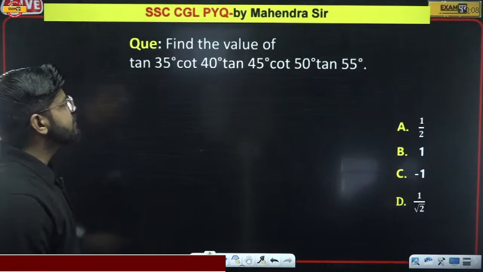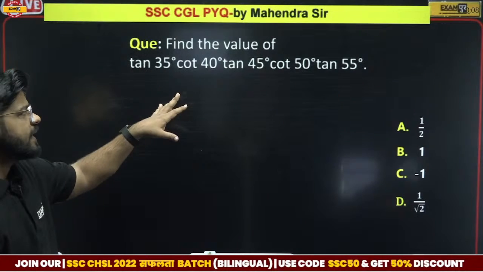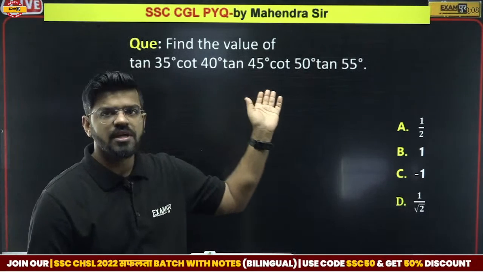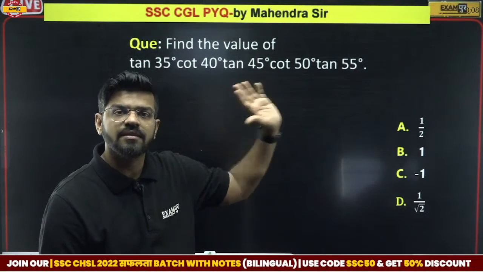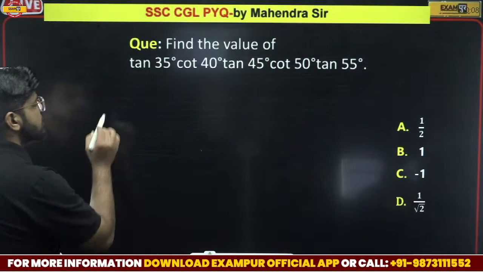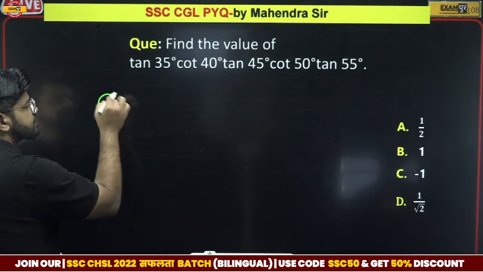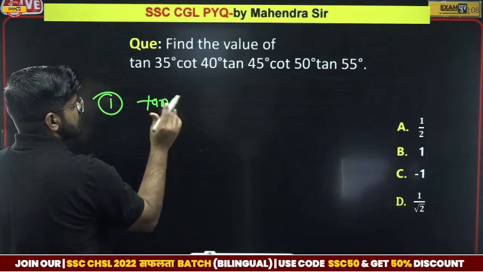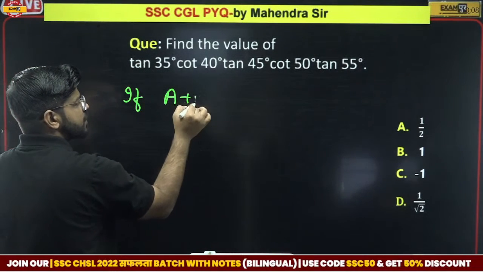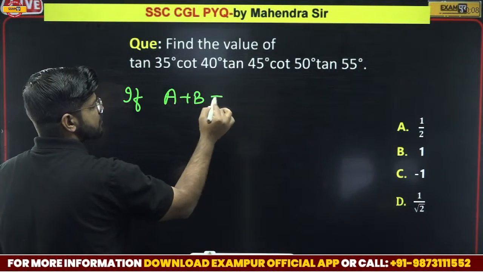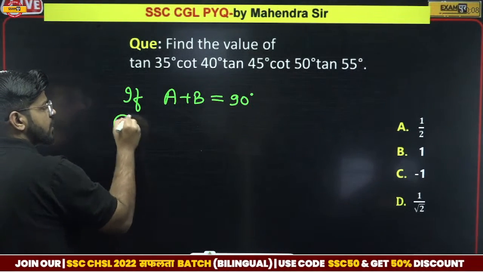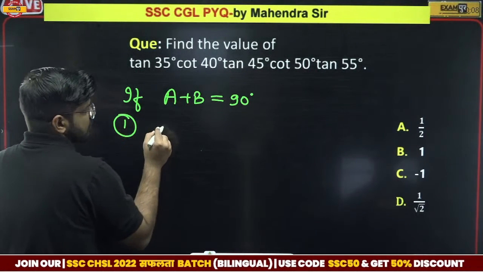Find the value of tan 35, cot 40 degree, tan 45 degree into cot. All these trigonometric ratios are in multiplication. You know that there is one property, and I'm going to tell you this property here. If A plus B, these are angles, if A plus B is equal to 90 degree, what will we get?